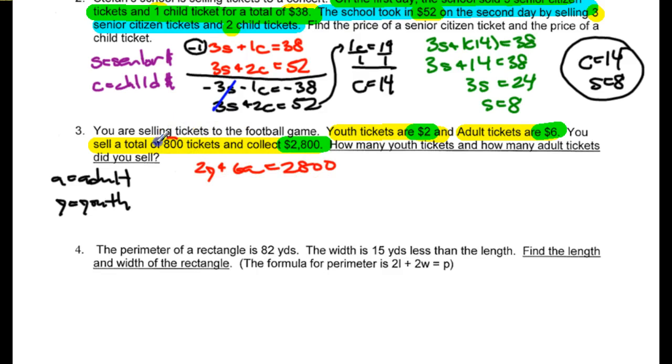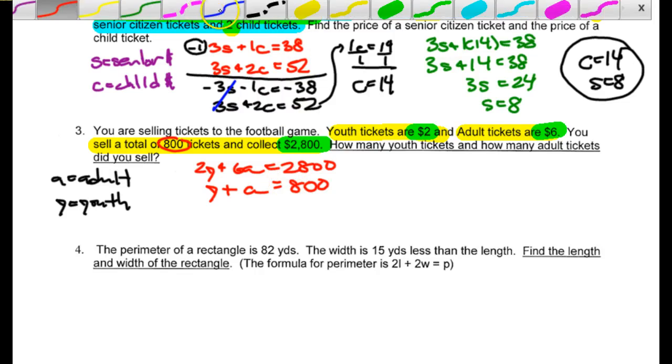Now, what's left is this 800. It says they sold a total of 800. The total goes on the right side. But now I'm not talking about money. I'm talking about how many, how many adult, how many youth. So this is the weird part. I'm just going to do youth plus adult equals 800. This means the number of youth tickets plus the number of adult tickets equals 800 total tickets. So this is the money, money, money. This is the tickets, tickets, tickets. That's how this one's a little different.